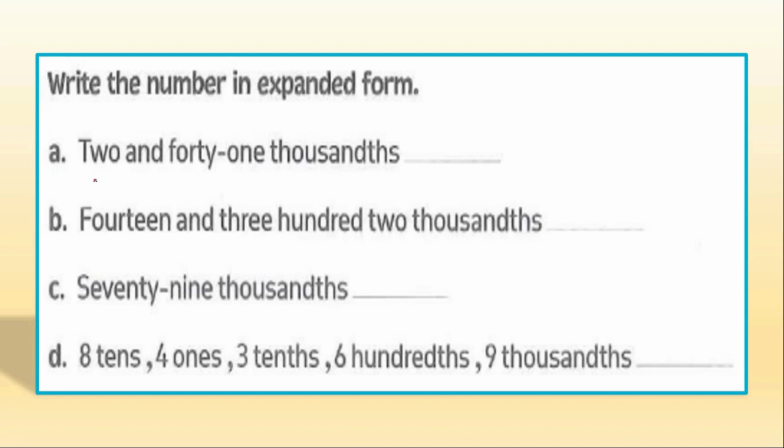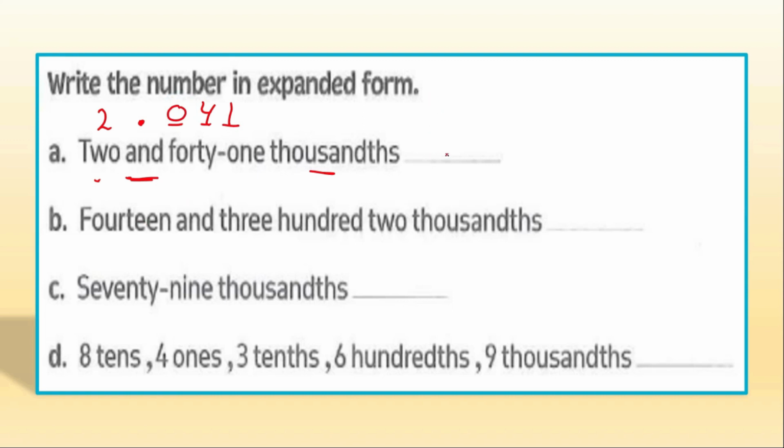The first one, 2 and 41,000 thousandth. اتفقنا في الفيديو اللي فات إن and replaced by decimal point. تمام؟ يعني في 2 in whole decimal point، thousandth means 1 2 3، وبعدين نكتب 41. اوكي؟ and 0 in tenth.